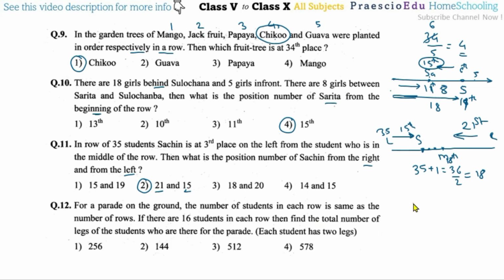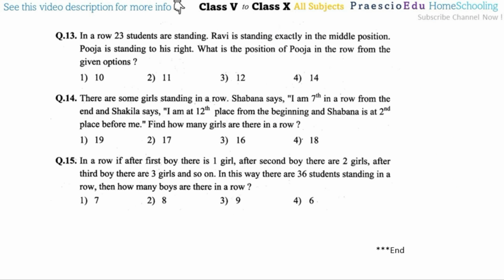Okay. So suppose this is a parade, in a row, and the same number in the number of rows. So each row has the same number of students. How many rows are there? So there are 16 rows, and each row contains 16 students. So 16 multiplied by 16 is 256, and we have to count the legs, and each student has 2 legs, means multiply by 2. So this is 512. So this is given in option number 3.